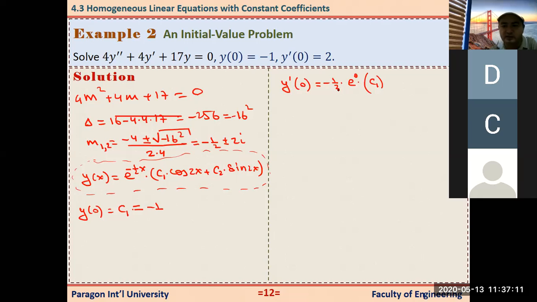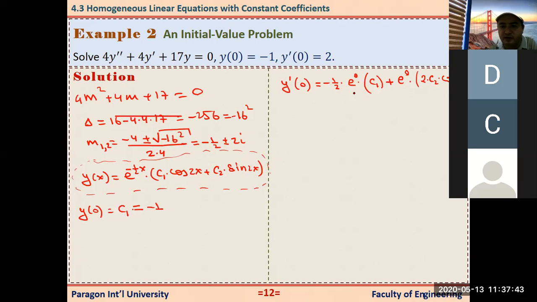When we differentiate the first part and substitute 0, plus the second part, e to the power 0 times the derivative of the bracket. If you differentiate the cosine, it will be sine, and because of the 0 it will be 0, so no need to write this. And if I differentiate the sine, it will be cosine, so here we will have 2 times c2 times cosine of 2x, that's equal to 1. So this is equal to 2.